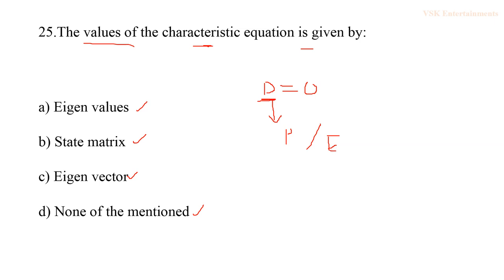That is, by equating the denominator of a transfer function to zero, we get one equation. That equation is called the characteristic equation. The roots of this characteristic equation are called poles as well as eigenvalues. So option A is the right answer for this bit.